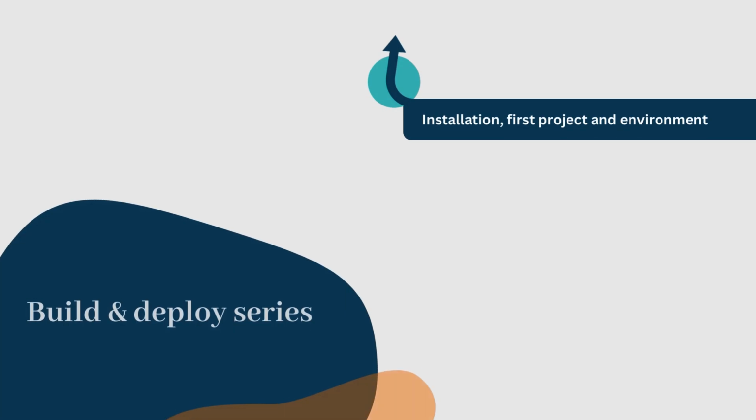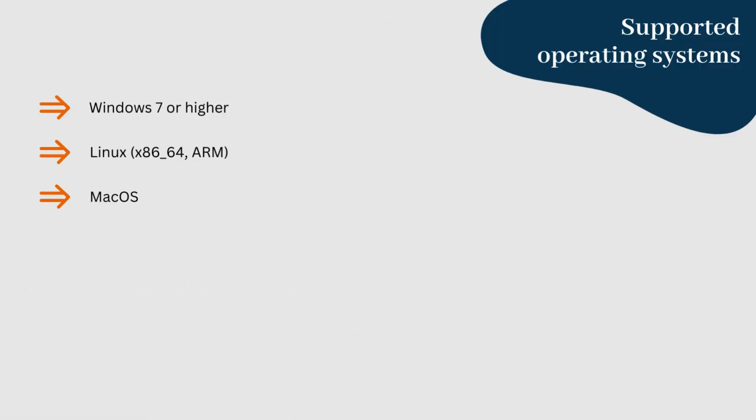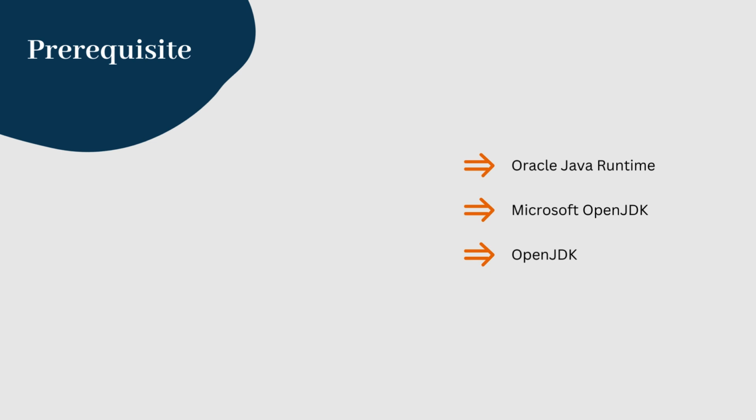Hey everyone, welcome to the first episode of our Build and Deploy series where we're diving into the world of Apache Hop. Today, we're going to start from the very beginning, installing Apache Hop, creating your first project, and setting up your first environment. Apache Hop is designed for straightforward setup, no matter if you're using Windows, Linux, or macOS. The only prerequisite is having a Java runtime environment installed.